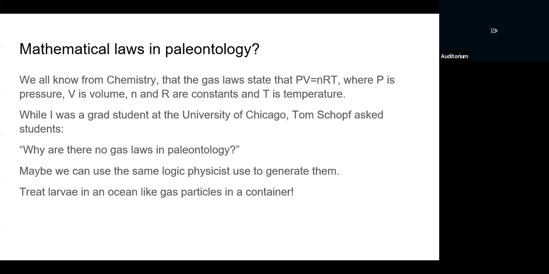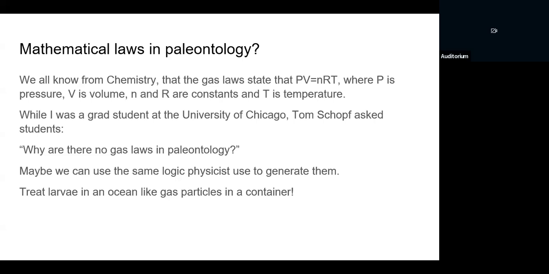I remember when I was at the University of Chicago, Tom Schopf, one of my evaluators, came into the lunchroom and turned to the students and yelled, "How come there's no gas laws in paleontology?" It was a comment that stuck in my mind. By the way, Tom passed away, unfortunately, but his comments stayed with me as I was doing this research. And I said, there should be. It's just a matter of looking for them.